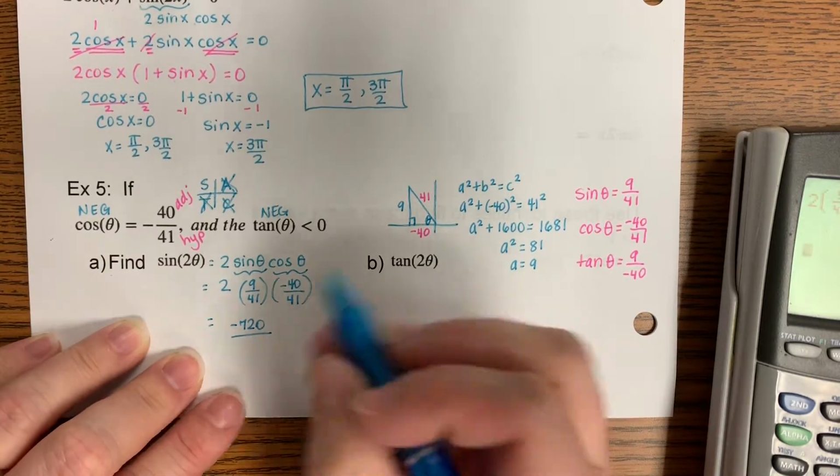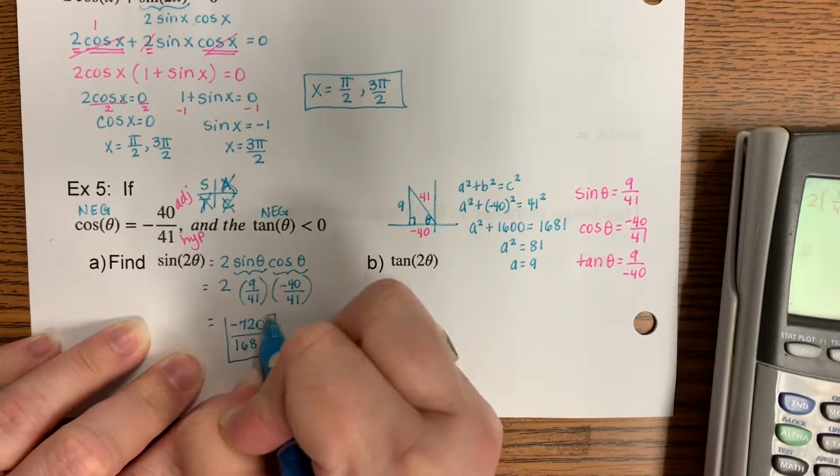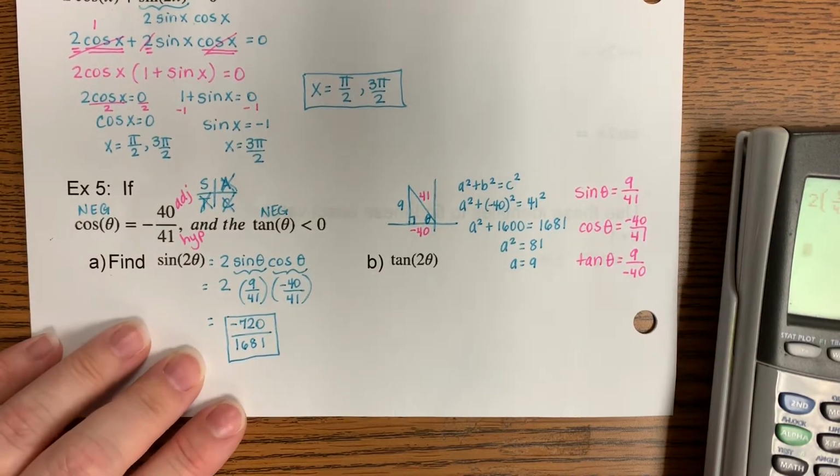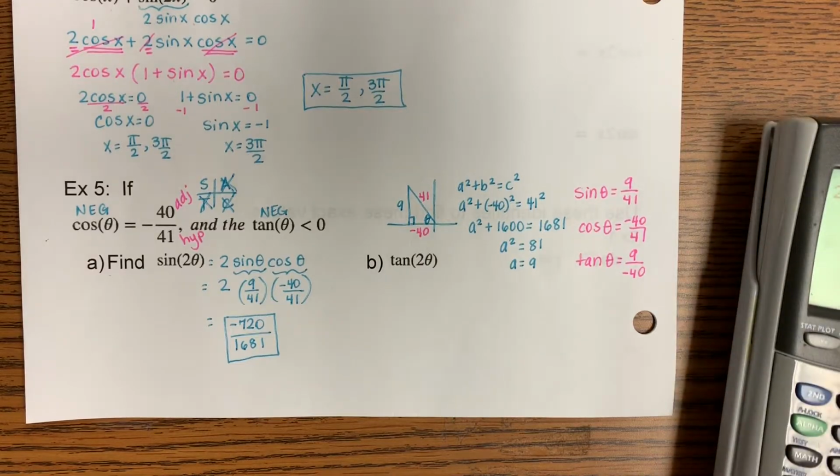Please, please, please, on your quizzes and tests, box the final answer for me, so that I'm not hunting through figuring out where you stopped and what answer you want me to grade. Next we're going to do tangent of 2 theta.